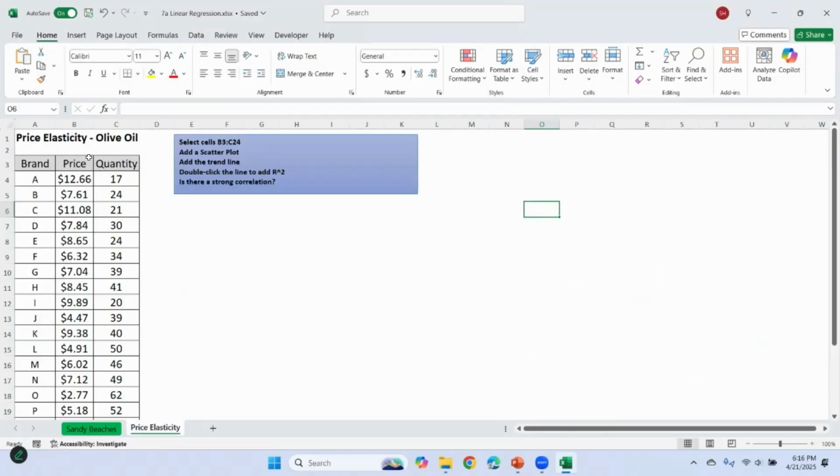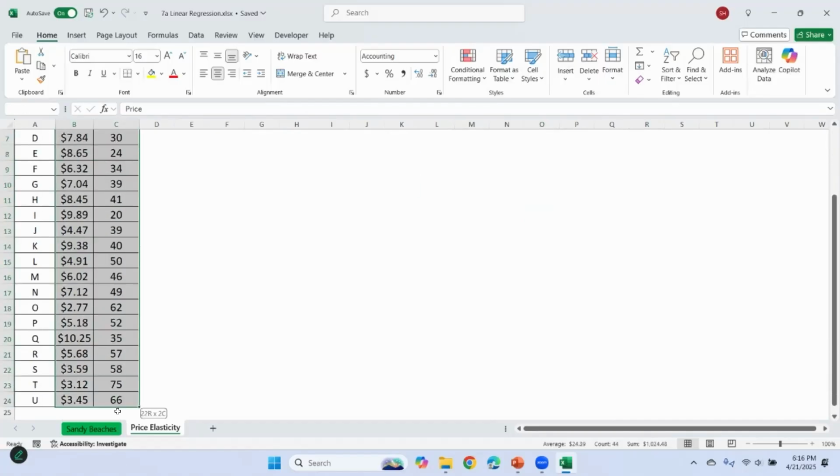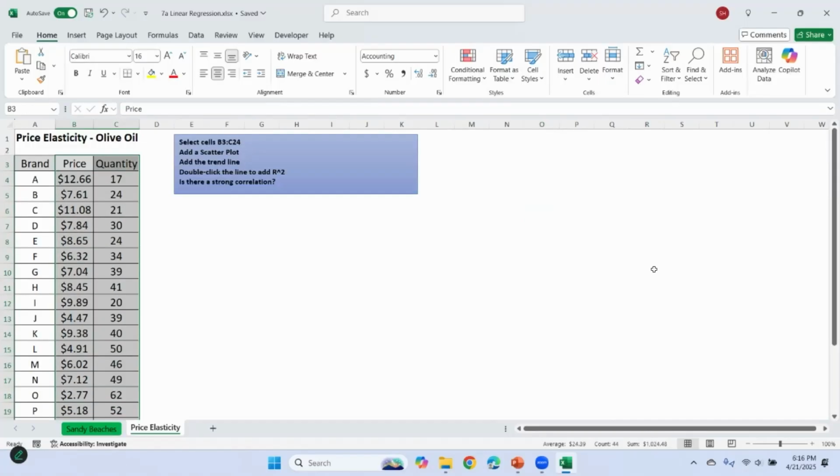Here we have olive oil price and then the quantity. So we want to compare this. We want to see how they are related. So let's do that. We want to select the cells from B3 to C24. Let's do that. And we want to add the scatter plot.